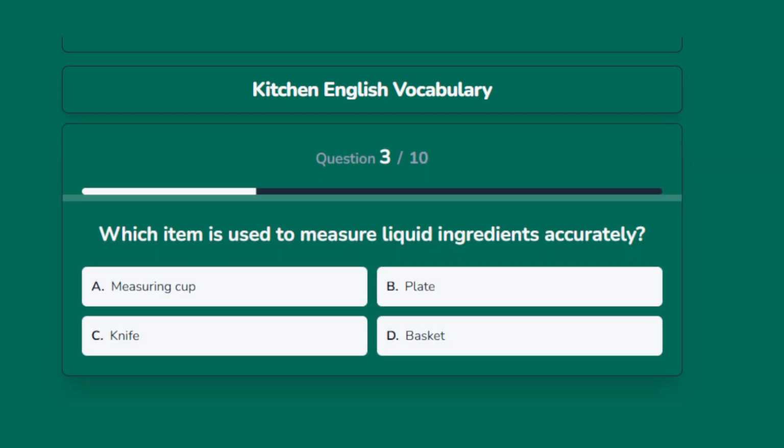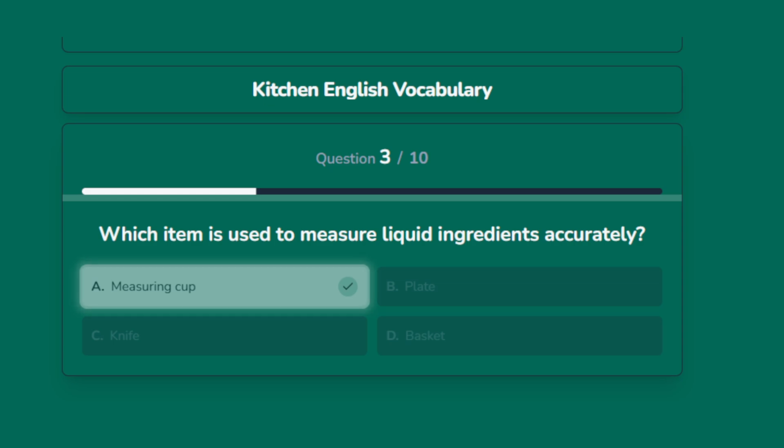Which item is used to measure liquid ingredients accurately? Options are A. Measuring cup, B. Plate, C. Knife, D. Basket. The correct answer is measuring cup.